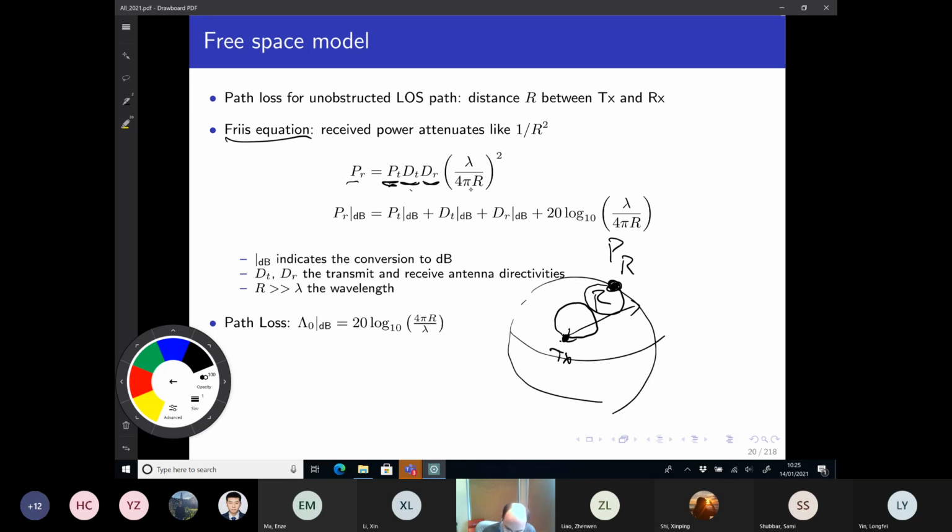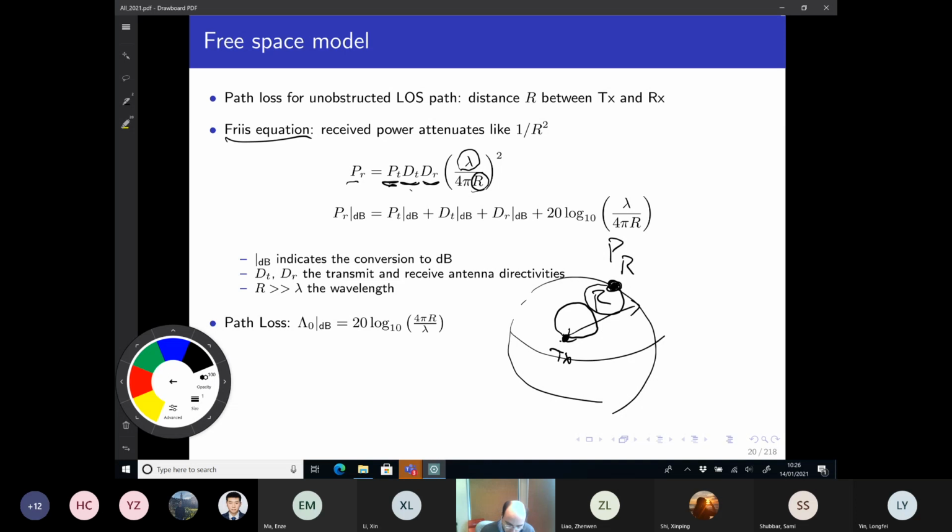You have a decay here that is in r squared. So as you increase the distance, the received power will decrease. This received power also decreases with the wavelength. So if you decrease the wavelength, your received power will decrease. If you increase the frequency, this term will decrease.